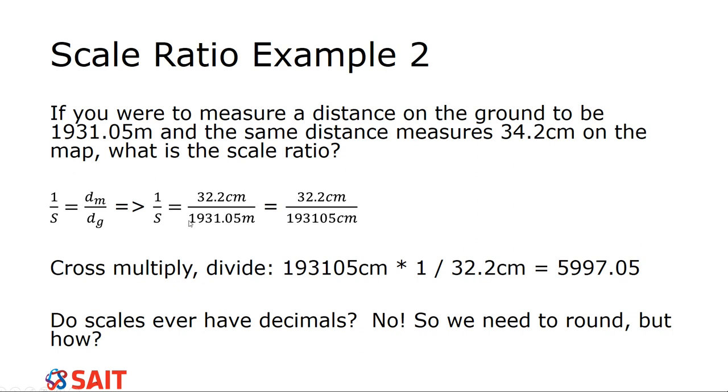32.2 centimeters over 1,931.05 meters equals... or sorry, putting it into the same unit, I have 32.2 centimeters divided by 193,105 centimeters. Now I cross multiply and divide again, so I have my 193,105 centimeters, multiply it by 100 for the cross multiplication, and then I divide by 32.2. That gives me 5,997.05.